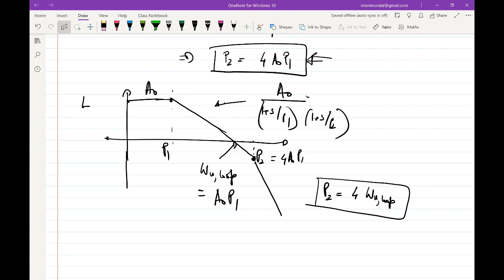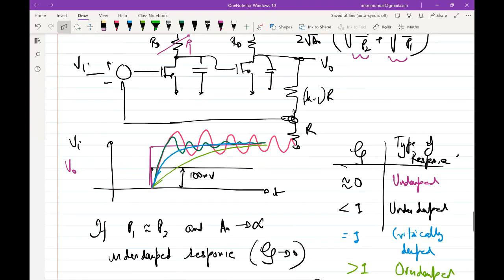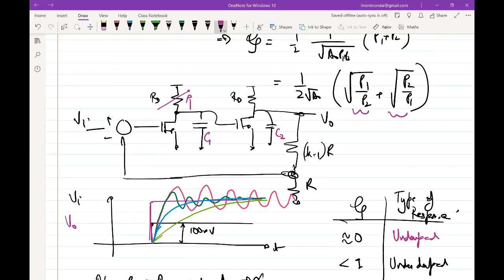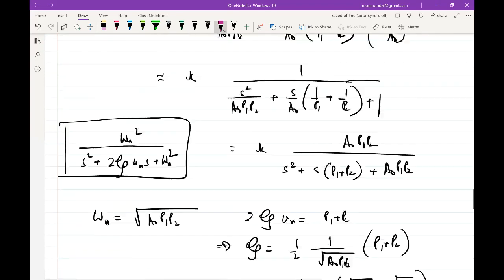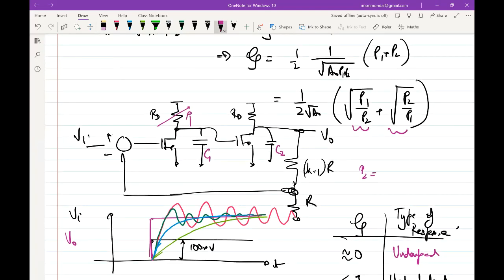Now, I haven't told you how I'll realize P2 to be 4 times A0 times P1. But let's assume that the poles are supposed to be far apart, so this is C1, this is C2. And let's say I am not touching C2 or the second stage, which means that, what do I need to do? So in this case, P2 I know. What was P2? P2 was 1 over RD C2, and P1 is 1 over RD C1. Let's say I don't want to touch P2, but I want to impose that condition of poles being far apart.